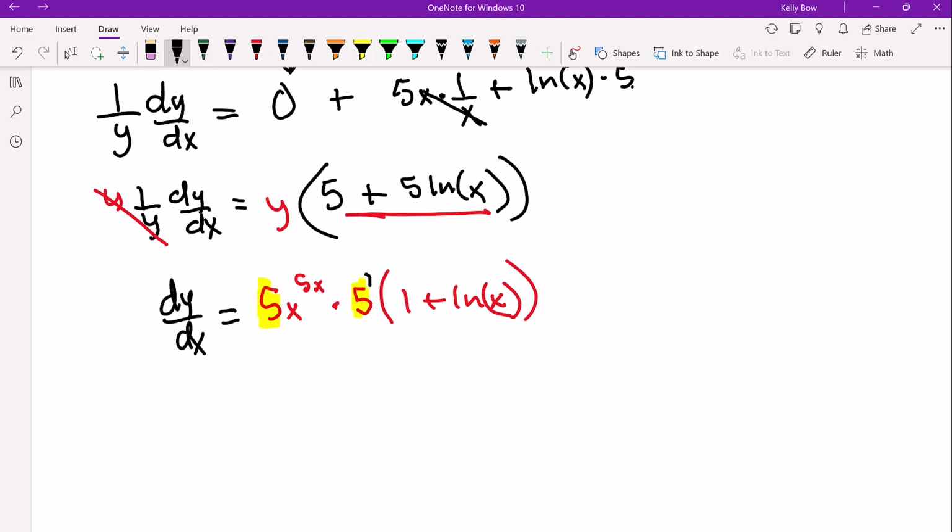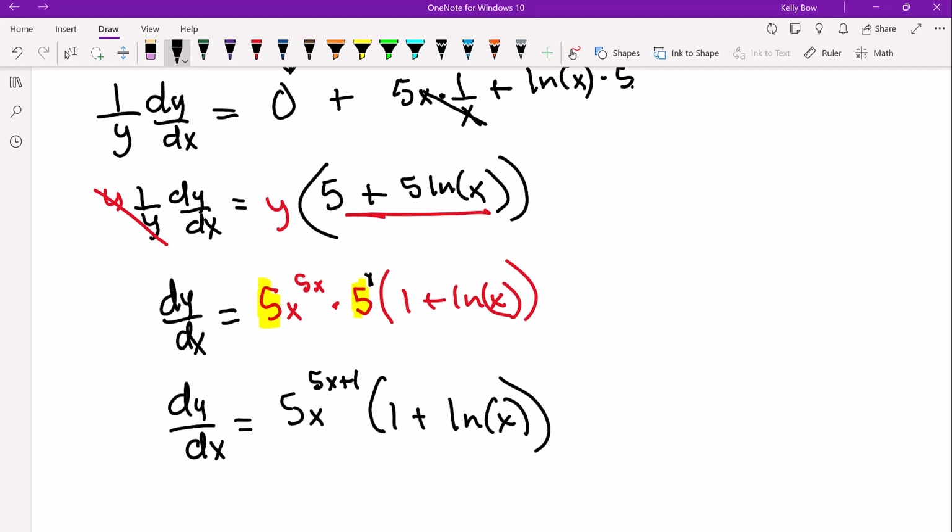That exponent to 5 is just 1. So the final should be 5x to the 5x plus 1 times 1 plus ln of x. Should look like that. All right. I guess this one wasn't that bad. I'm going to go ahead and end it here.